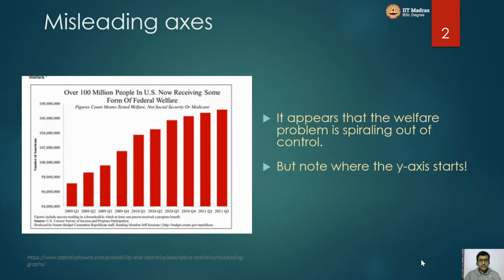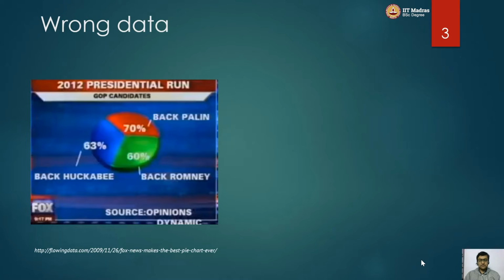Now let's see our next example. Look at this pie chart. This pie chart represents a result of some opinion polls in US presidential run. Generally, not always, in a pie chart, the edges should sum up to 100% of the data. But if you look at this pie chart, you will see that the summation is more than 100%. So this is not an accurate pie chart.